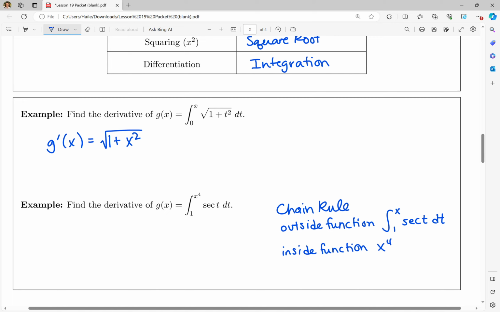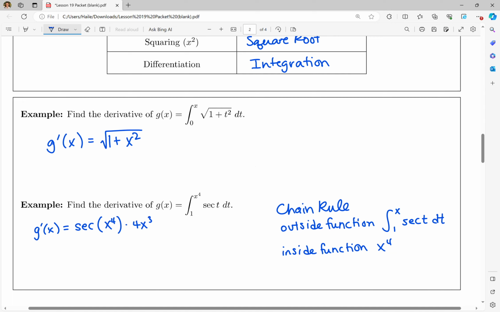It's just another function. If I want to take the derivative of the outside function first, I know that it's going to undo the integral, but I'm going to get what's left over in the integral. So secant of t will become secant of x, but I don't want to just say x, I want to plug in my inside function, because that's what we do for chain rule, right? So I'm going to plug in that inside function, x to the fourth, and then in chain rule we multiply by the derivative of the inside function, which is just 4x to the third. And so that's my derivative.